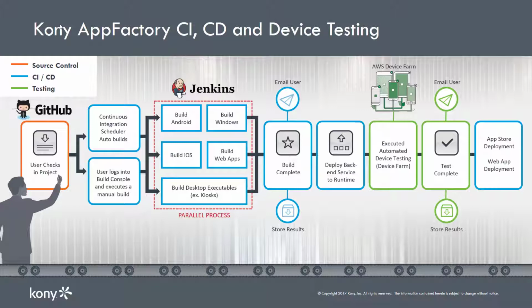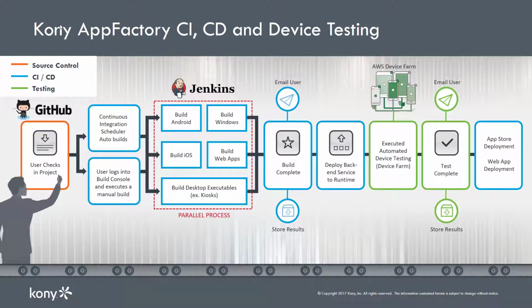To begin the process, developers check their code into their Git repository. At this point, the App Factory can automatically build an app on the committed code, or per a defined schedule like a nightly build, or even a manual push from the build process.